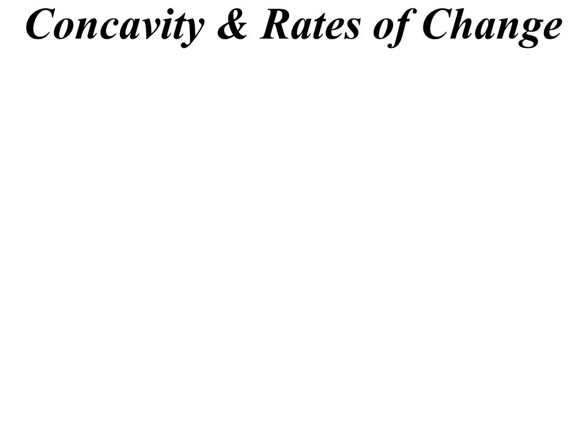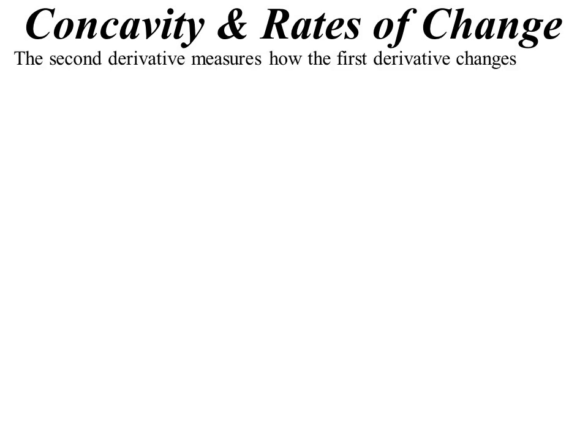How does the concavity of a curve describe rates of change? So how's the second derivative? We know that the second derivative measures how the first derivative changes. That's the rate of change of the first derivative.